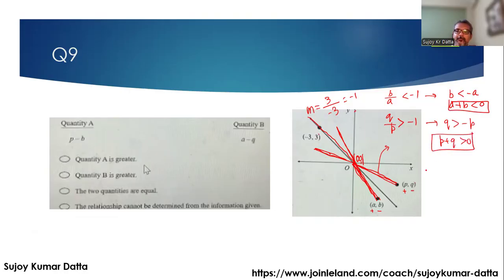So from this we can conclude that P plus Q must be greater than A plus B. Take the B to the left and push the Q to the right. So P minus B is greater than A minus Q. So that is the proper way of solving this.